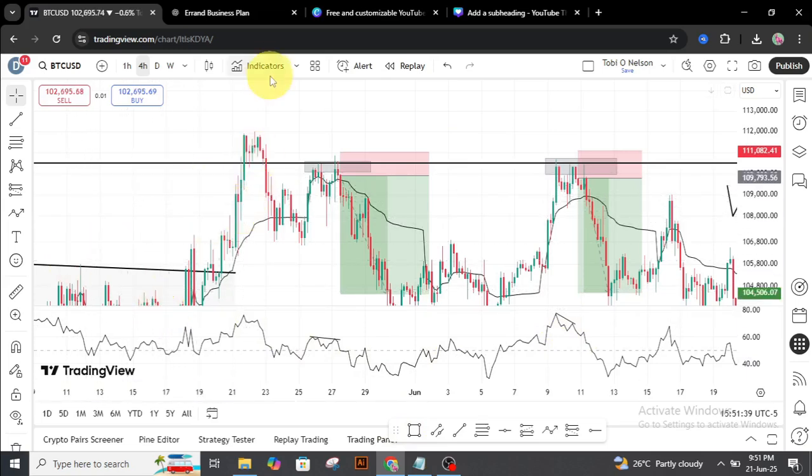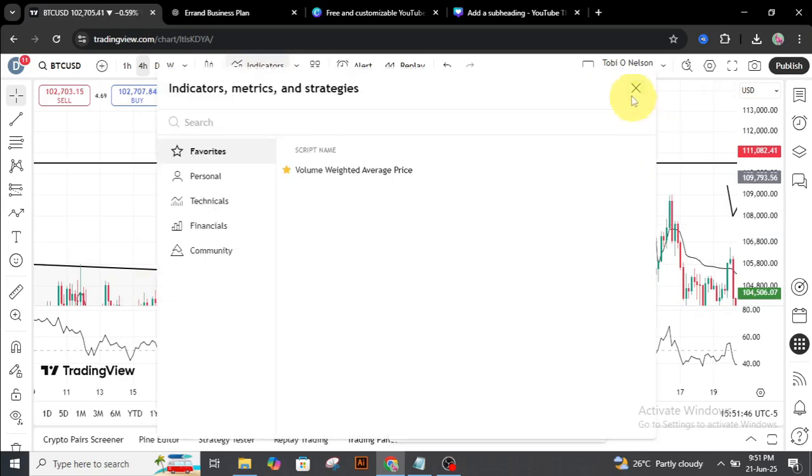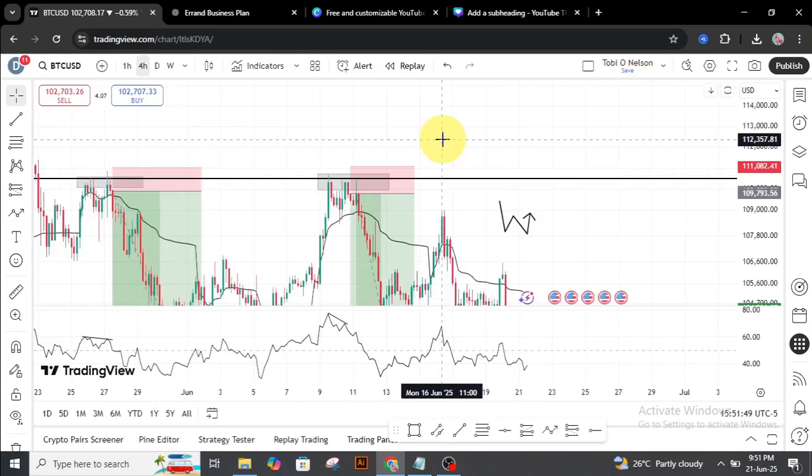CCI, just CCI. You can use it. Let me show you from the indicator. Don't let me divert our attention. So let's just proceed to the next strategy. Okay, just type CCI and you see it.